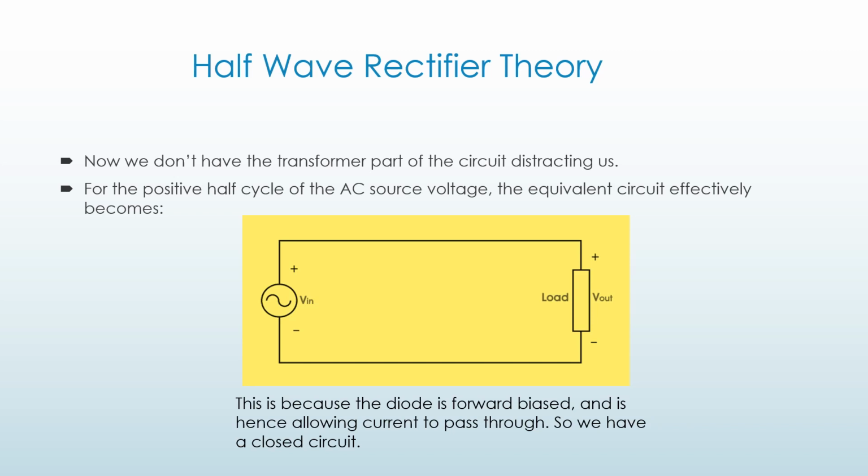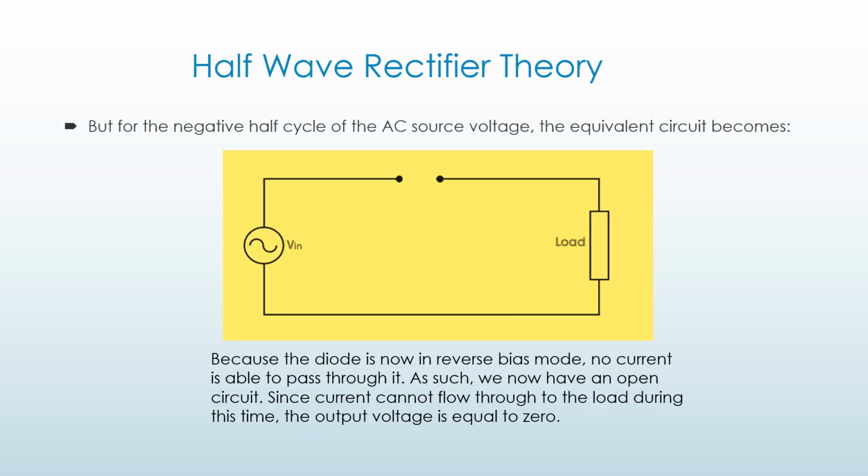For the positive half cycle of the AC source voltage, the equivalent circuit effectively becomes as shown below. This is because the diode is forward biased and is hence allowing current to pass through, so we have a closed circuit. But for the negative half cycle of the AC source voltage, the equivalent circuit becomes as shown below. Because the diode is now in the reverse bias mode, no current is able to pass through it. As such, we now have an open circuit.